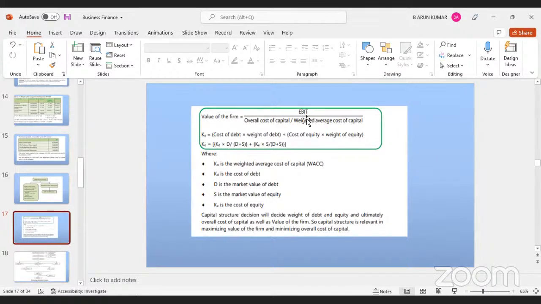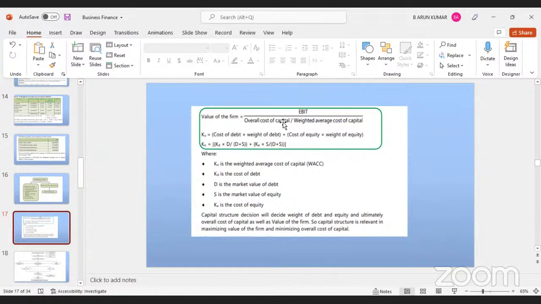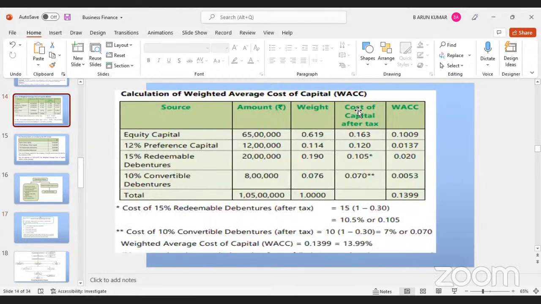In the financial accounts, we prepare the trading and profit and loss account, and in the last step we find the net profit or loss. That particular net profit we call EBIT, earning before interest and tax, divided by the overall cost of capital. In the previous slide we calculated the overall cost of capital. We use weights with this cost of capital to find the weighted average cost of capital. Here, the overall cost of capital and the weighted average cost of capital are the same; we are just adding weights to the particular cost of capital.